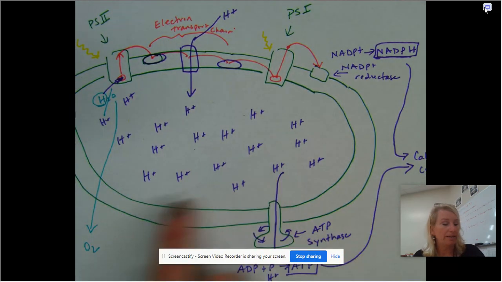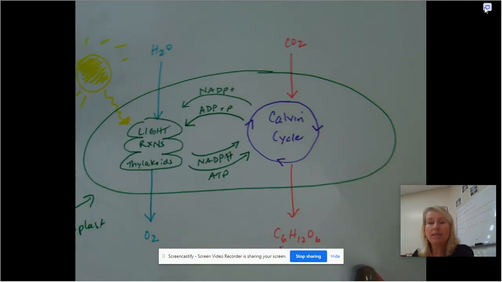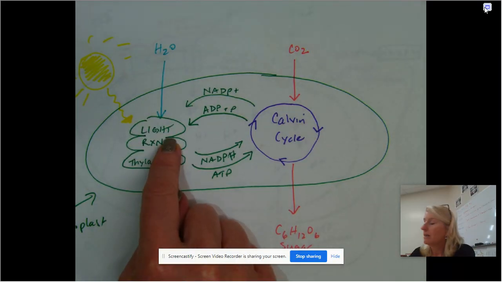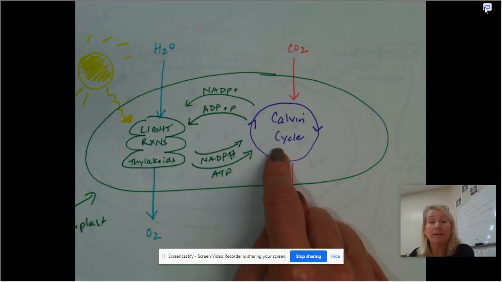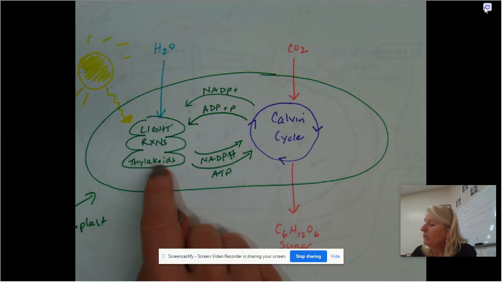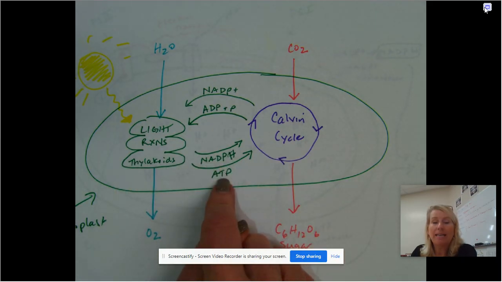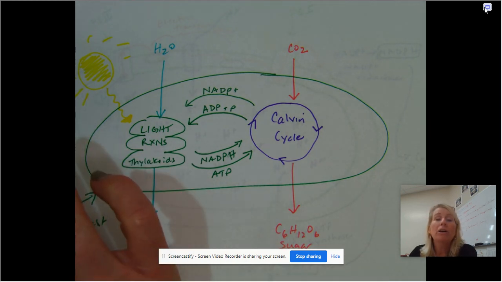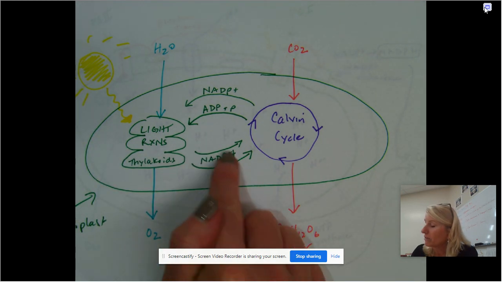This is your thylakoid. Photosynthesis happens in 2 parts. The light reactions happen in the thylakoid. The sugar building is the Calvin cycle. We need to create NADPH and ATP. Basically, what we're doing is we're taking sunshine and we're converting it into these two molecules.